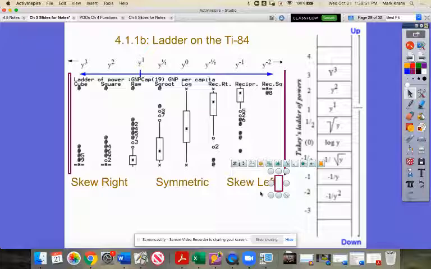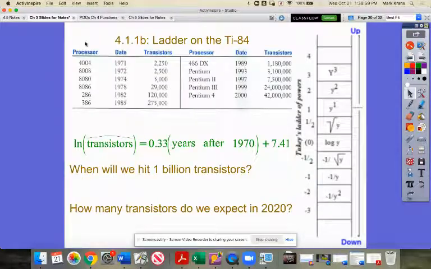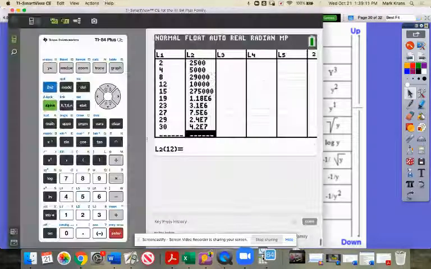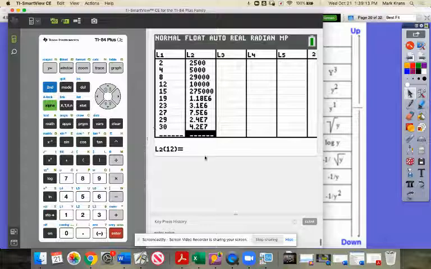The video you watched was very idea-y, but it wasn't practical for how we actually re-express data on the calculator. So this is data of processor and the number of transistors that it had from 1971 all the way up through 2000. And this is what the equation is going to come out to, and I'll show you what happens. So I enter all my data into my calculator.